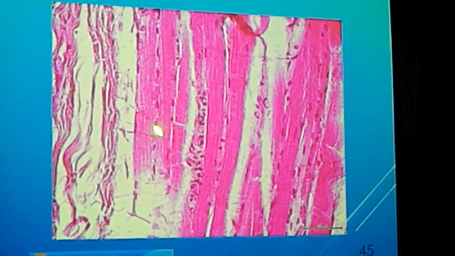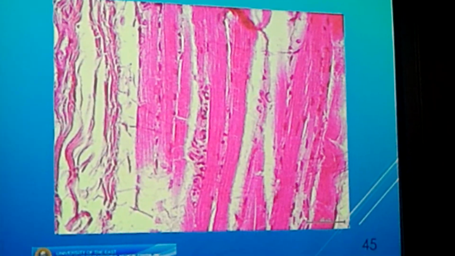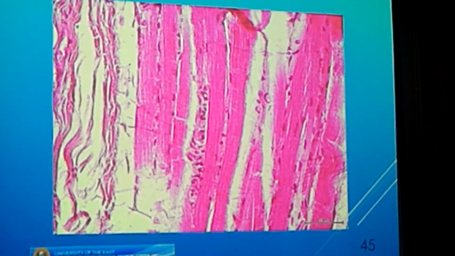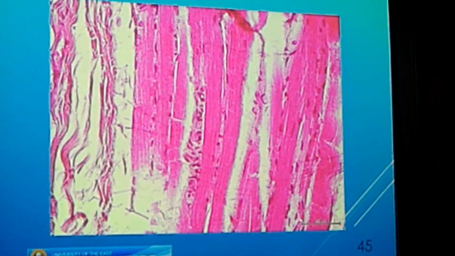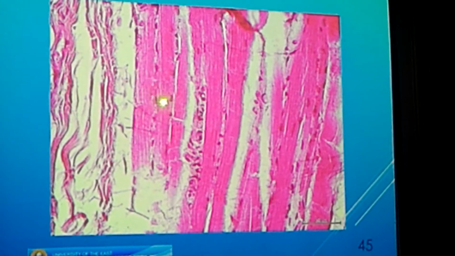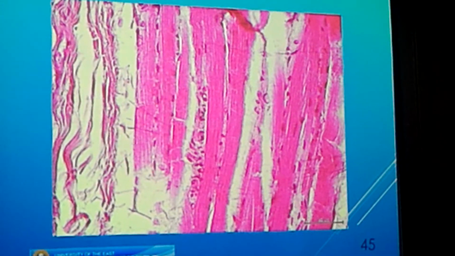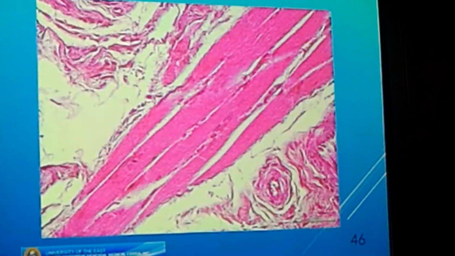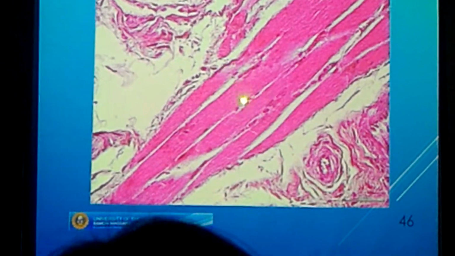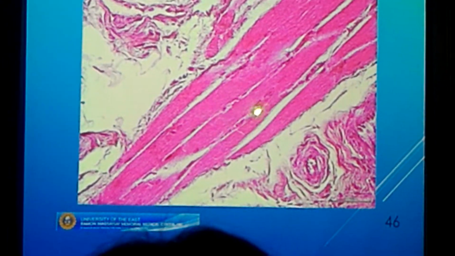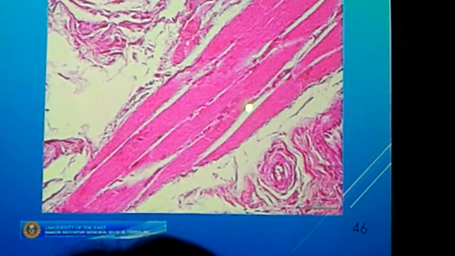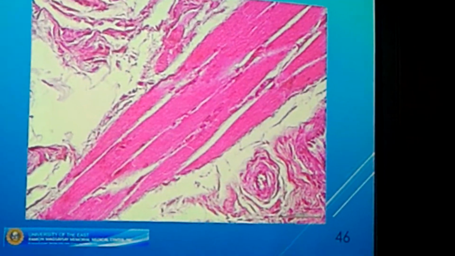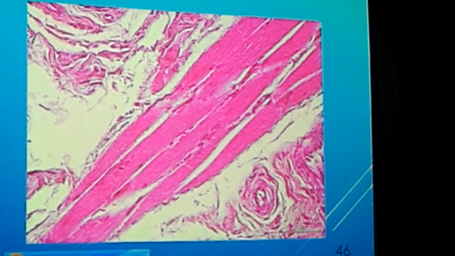Classify: skeletal. Why skeletal? Striations. Striated, and nuclei are peripherally located. So when asked to identify, it's erector pili. But when asked to classify, skeletal.